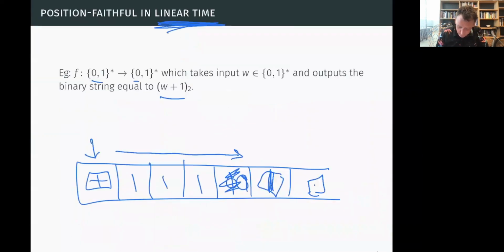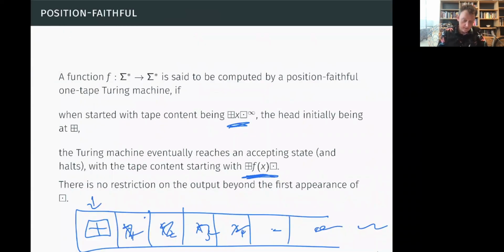Okay, so this example comes from a paper where they define it. So there's the definition again. The function is position faithful one tape if, on input this, it outputs this, plus some junk at the end. And you have to do that in linear time.